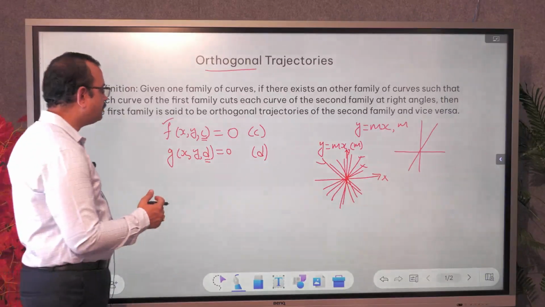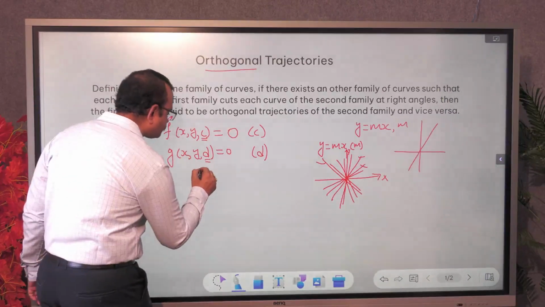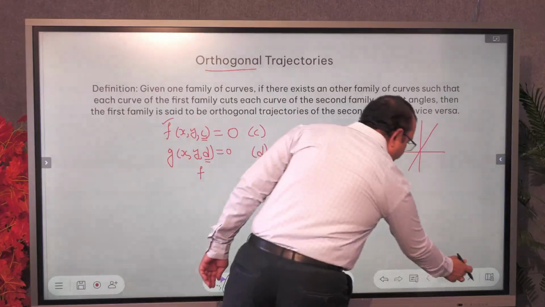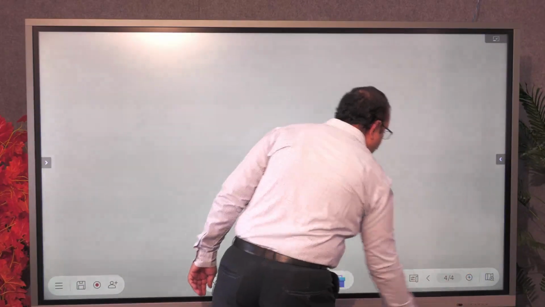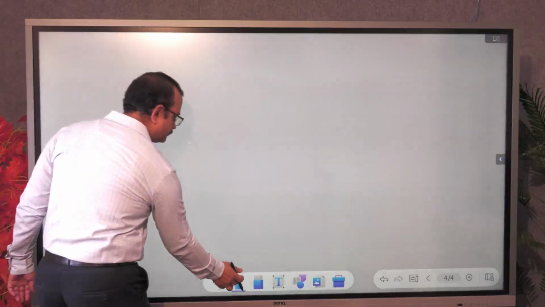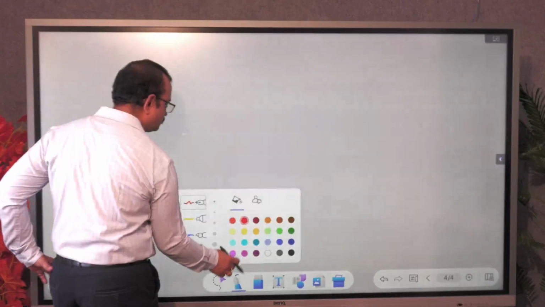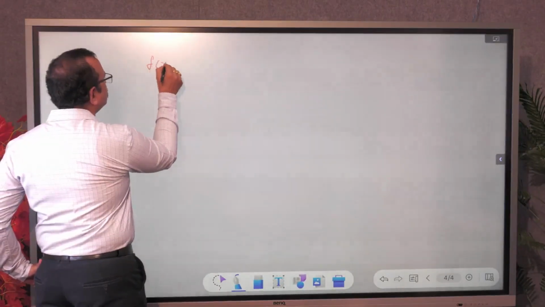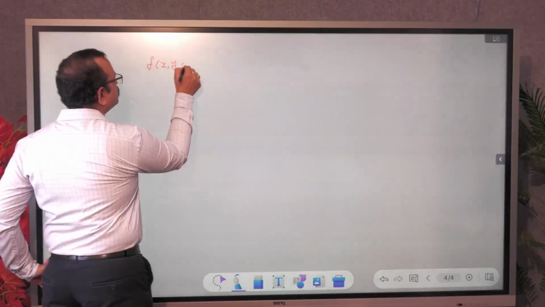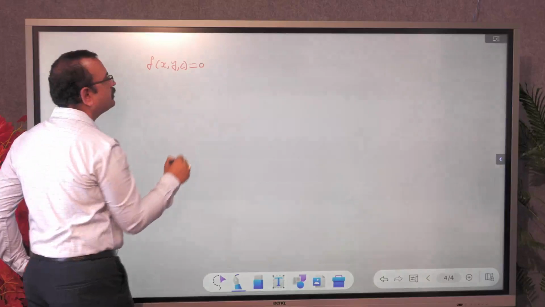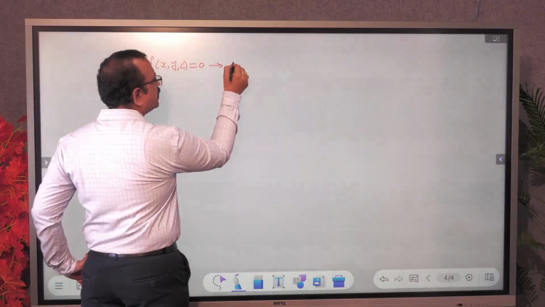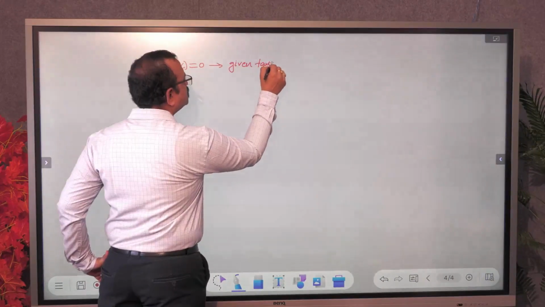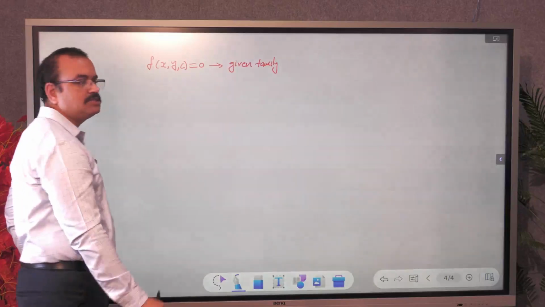Now we will discuss the procedure. Let me show you in another slide. Okay, now f of x, y, c equal to 0. So this is the given family. Then for this family, how can we find the orthogonal trajectory?